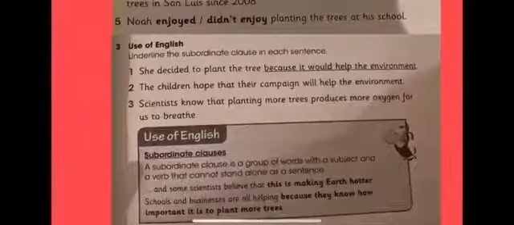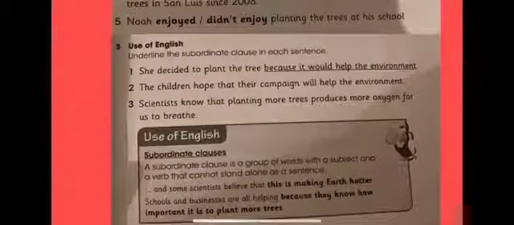Okay, so the third point is use of English. Underline the subordinate clauses in each sentence. First one has been done. She decided to plant the tree. Now this makes sense. She decided to plant the trees.